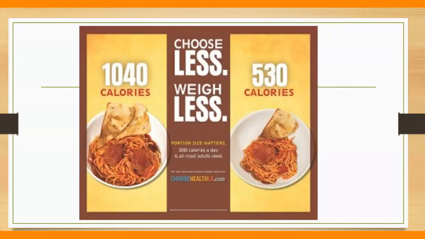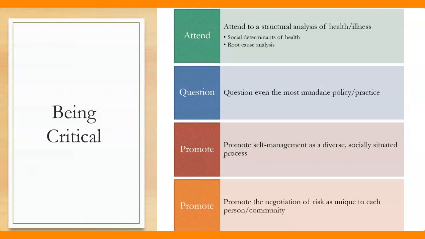How about this one? Choose less, weigh less, okay? So you've got portion sizes, you've got the calories indicated. Sorry, it's a little blurry here, but it's from choosehealth.com, and you've got smaller portions here, right? So indicating the calorie intake, and each day if you eat like this, your calories are almost double. What does this picture say? Being critical. What does that mean?